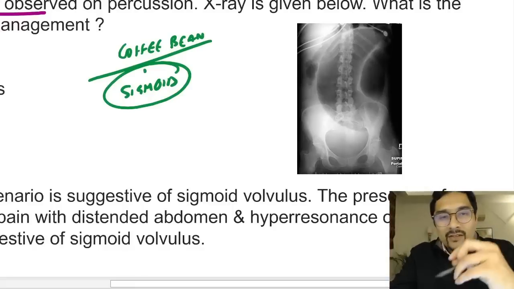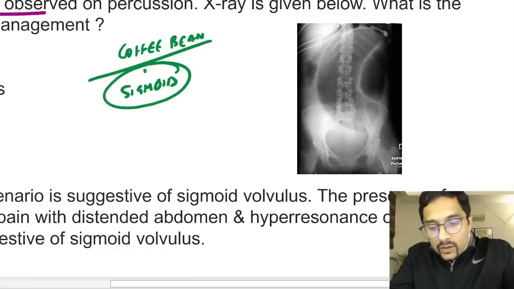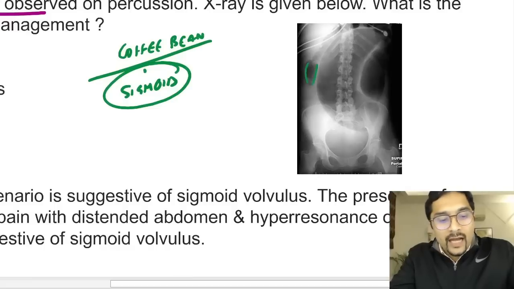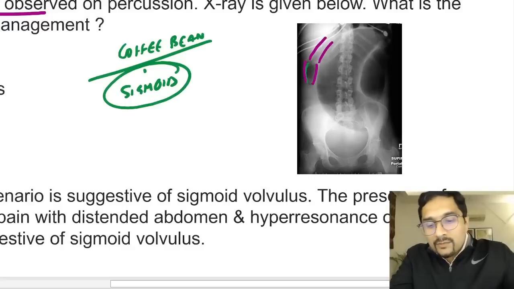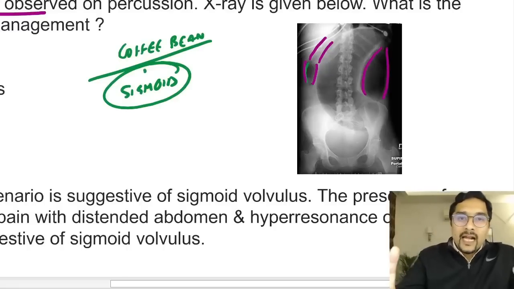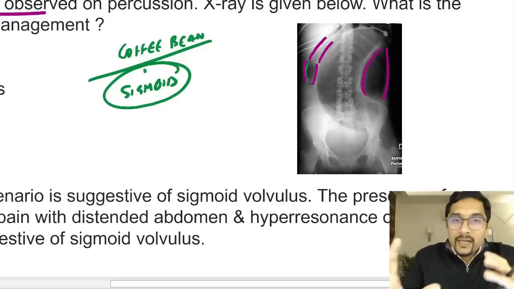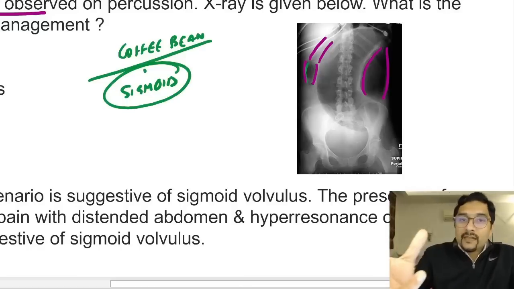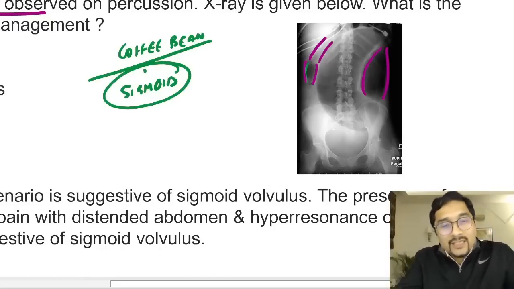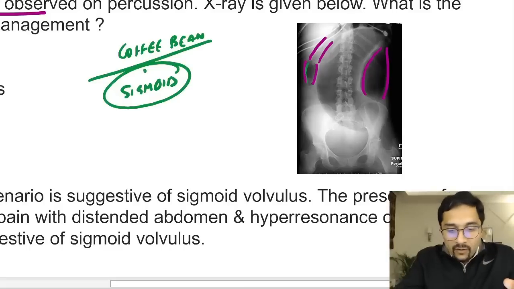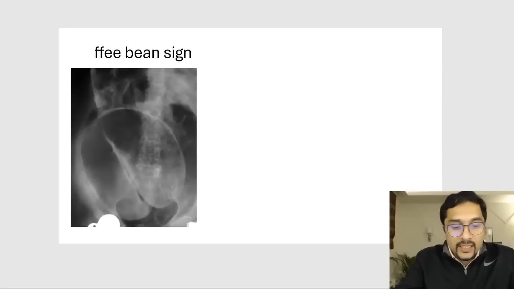Whenever you have a case of sigmoid volvulus, you will also see other loops of large bowel, right? Large bowel would be seen, and you can see the loops of large bowel here, and here as well. So if the large bowel is distended, that means you're dealing with sigmoid volvulus. But if it was cecal volvulus, if the cecum was rotating, the bowel distal to it will be collapsed. So the large bowel will not be distended in that case. That is one main sign which helps us in differentiating.